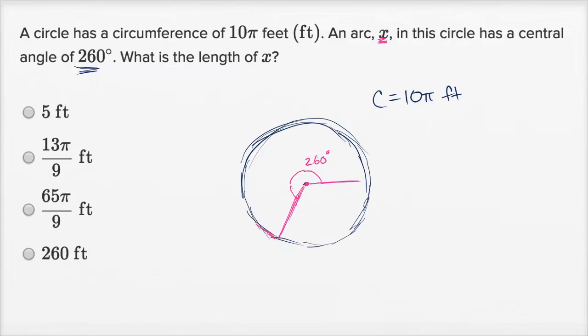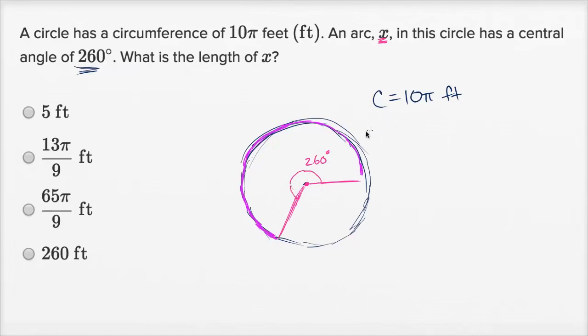Let me do this in a different color. Let me do it in purple. So this is arc x right over here, and we want to figure out its length. Well, think about it this way. Its central angle is 260 degrees.